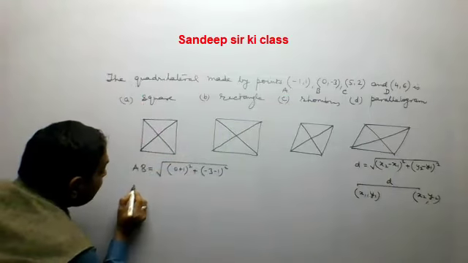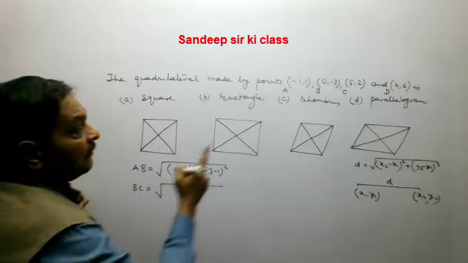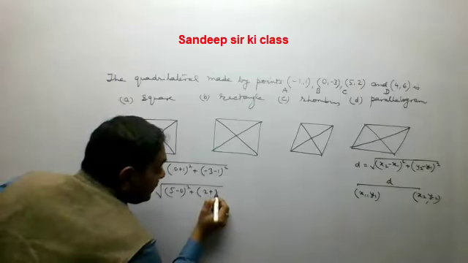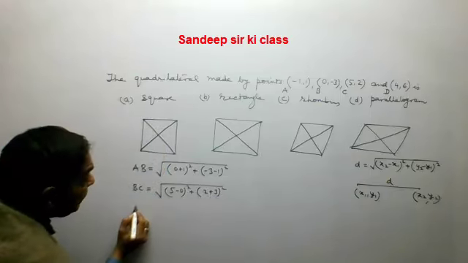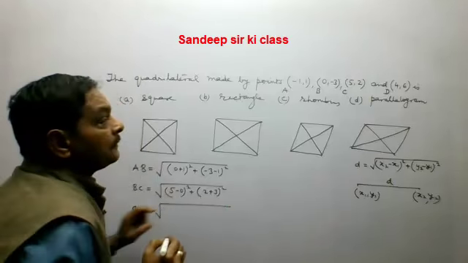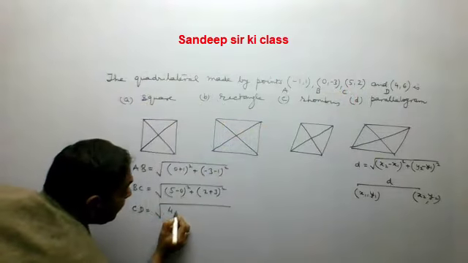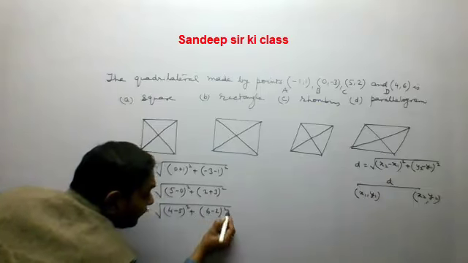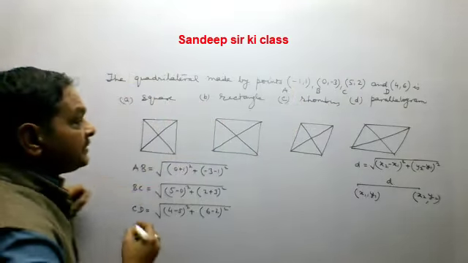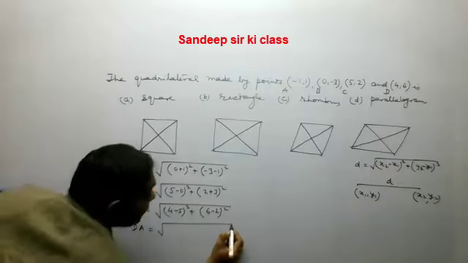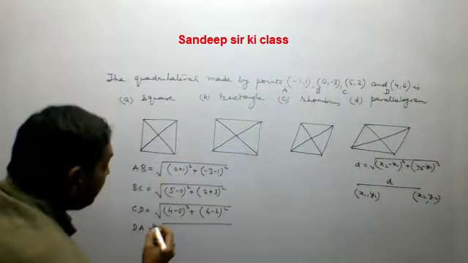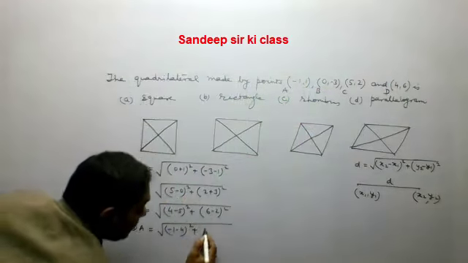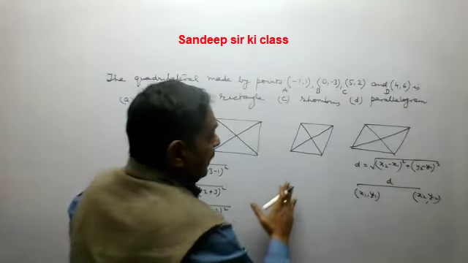Now find BC, another side of the quadrilateral, which is under root 5 minus 0 whole square plus 2 minus minus 3, so it will be 2 plus 3 whole square. Now side CD is equal to under root 4 minus 5 whole square plus 6 minus 2 whole square. And now find DA, which is equal to under root minus 1 minus 4 whole square plus 1 minus 6 whole square.